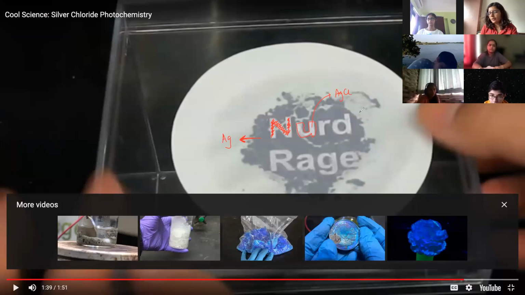But all the other regions that were exposed to light, all around it, the gray color part, decomposed into silver metal and chlorine gas. So chlorine is gaseous at room temperature, so this escaped off. So the gray substance that remained here is silver metal.